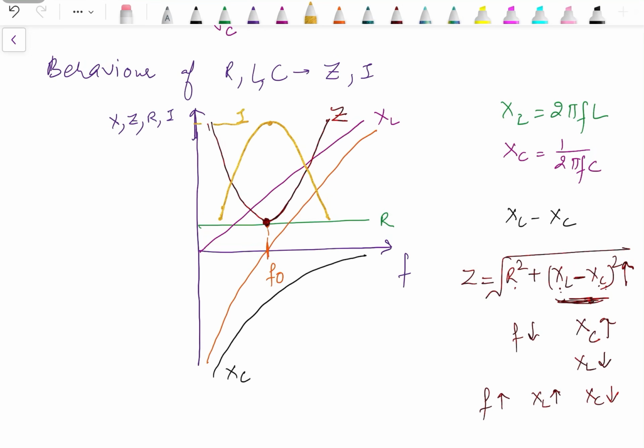Now what we can see over here is that below the resonant frequency, capacitive reactance is more, so the circuit is having capacitive nature, so power factor is leading. And for the frequencies which are more than resonant frequency, XL is more in comparison to XC, so the nature of the circuit is inductive and power factor is lagging. And at resonant frequency, power factor is unity.